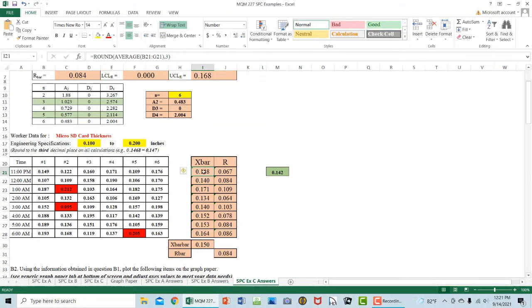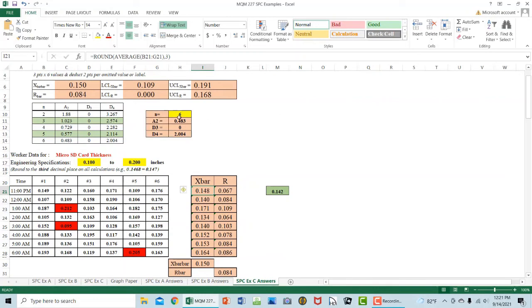Like before, you take the average of your averages to get your X double bar. The average of the R's is the R bar, and that number goes there. These numbers will be used in our calculations of control limits, not specification, but control limits. Also notice that sample size n equals 6: 1, 2, 3, 4, 5, 6. We are going to be using these numbers, 0.483 for A2, 0 for D3, and 2.004 for D4.